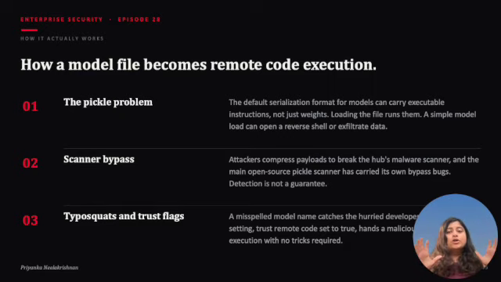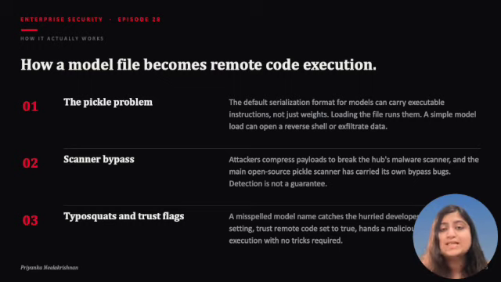Here is how a model file turns into remote code execution, RCE. Three pieces. Number 1, the Pickle problem. The default serialization format for models can carry executable instructions and not just weights. So they carry the executable instructions and not only the weights. When you load the file, those instructions run automatically. A simple model load can open a reverse shell back to an attacker or quietly exfiltrate data off your machine.